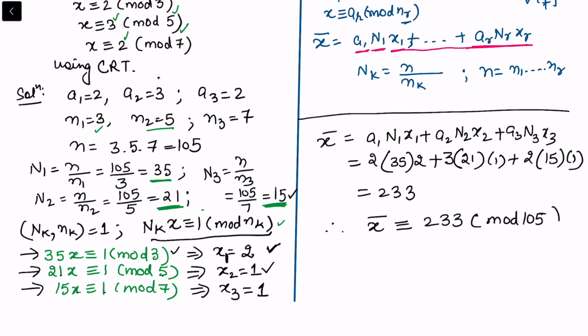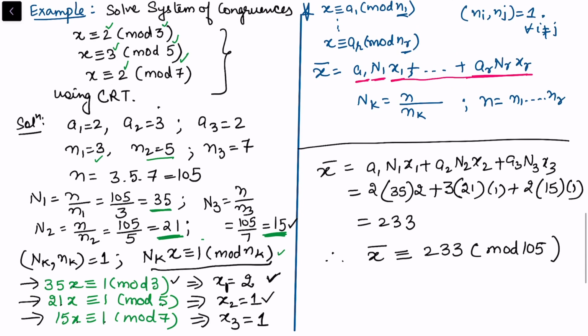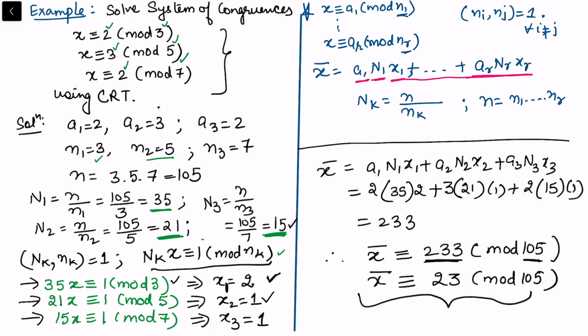So this acts as the simultaneous solution to the given system of congruences. And we can further reduce this. We can see that this is not in the reduced form. It's a larger quantity than 105. So we can divide it by 105, and we get 23 modulo 105. So x bar is congruent to 23 modulo 105. This acts as the simultaneous solution for the given system of congruences.